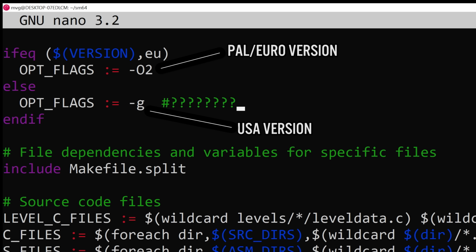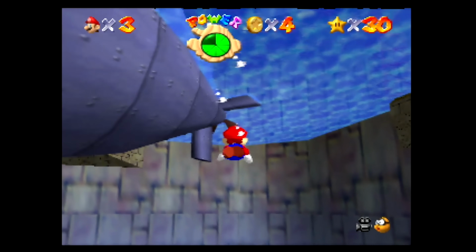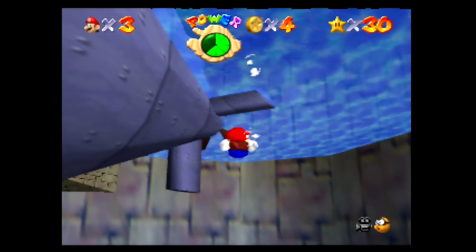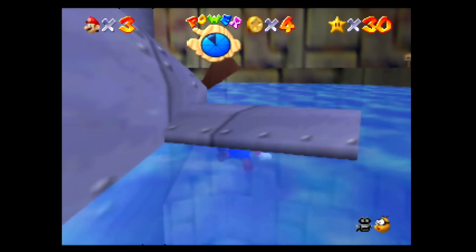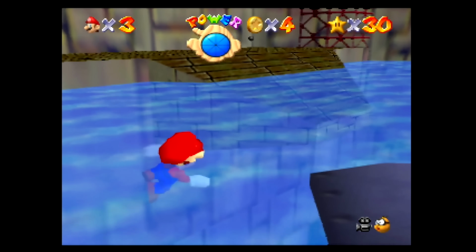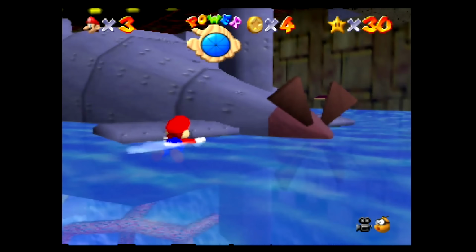In fact, minus G means to generate debug output. So is Super Mario 64 not optimized at all in the US version? That has been the source of the recent discussion point, that somehow Mario 64 fell through the cracks when it was being released in the USA without any optimization.